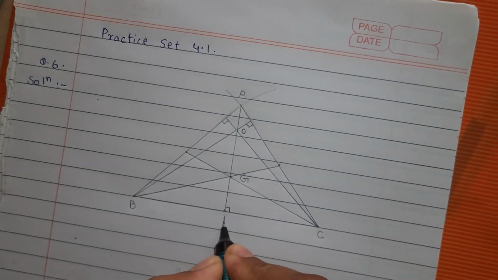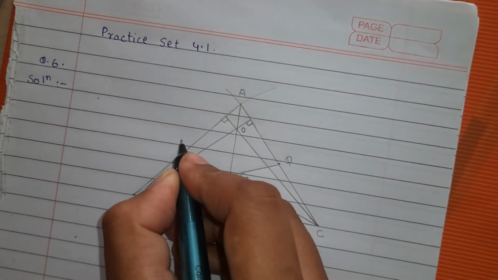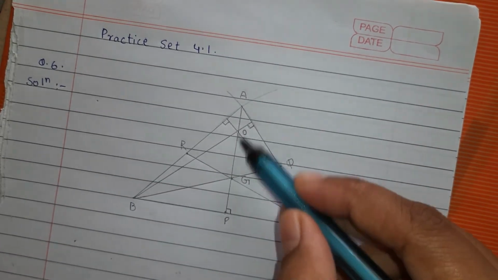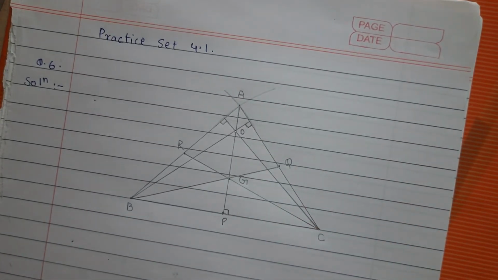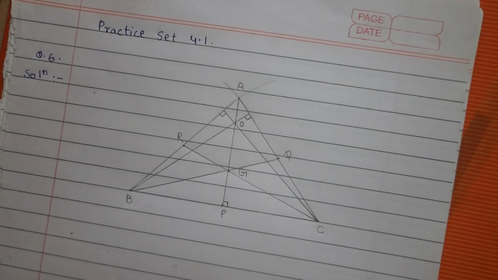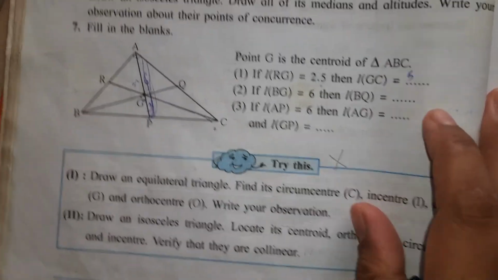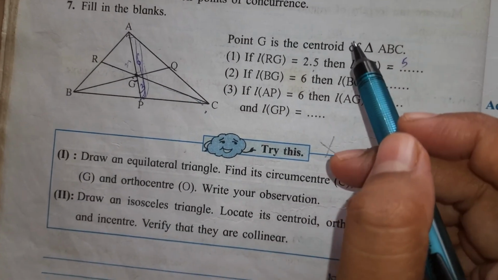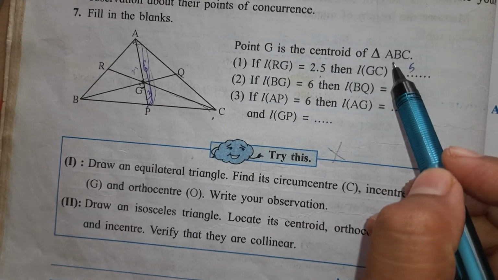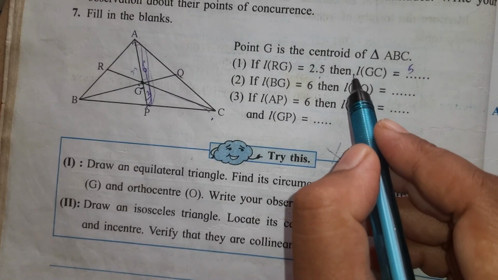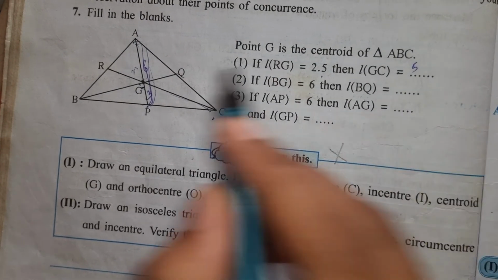Suppose here we give name P, Q, R. So both orthocenter and centroid, they lie on the segment AP, where AP is the median also and one altitude also. So this is the observation that we get. Now the last question of this practice set. Fill in the blanks. Point G is the centroid of triangle ABC. If RG is 2.5, then GC is how much?